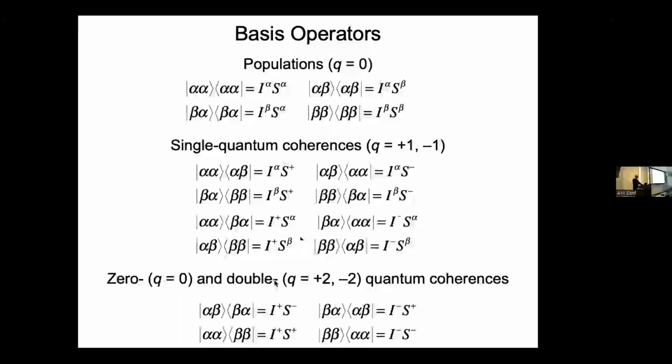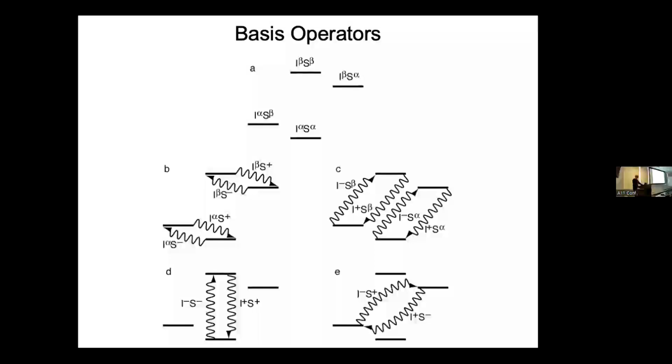But each of these then, I link to a picture in the energy levels. So here are the 4 energy levels. And I said I alpha S alpha, I associate with population of the alpha alpha state. So those are those 4. And then we have the single quantum operators. And I represent these with these little squiggly arrows that represent a coherence. And for example, I beta S plus will link together the I beta S beta and I beta S alpha, changing the quantum number by 1. And then I beta S minus does the same thing, but going in the other direction.